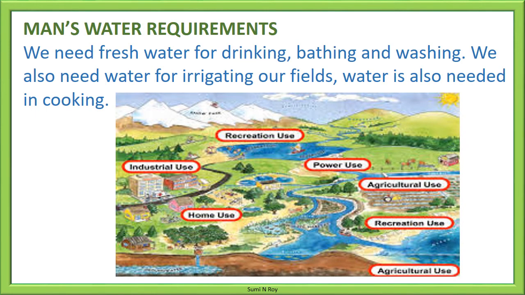Now let us see man's water requirement. We need fresh water for drinking, bathing and washing. We also need water for irrigating our fields. Water is also needed in cooking, industrial use, power use, and agriculture use.